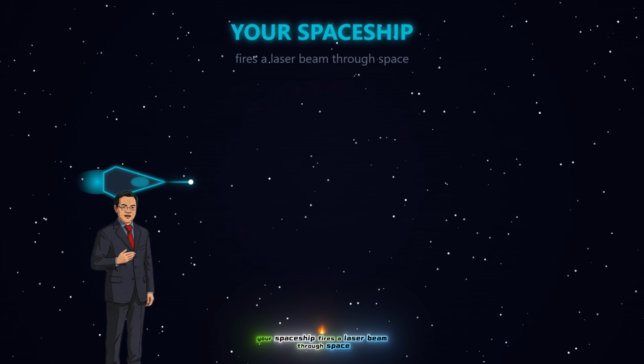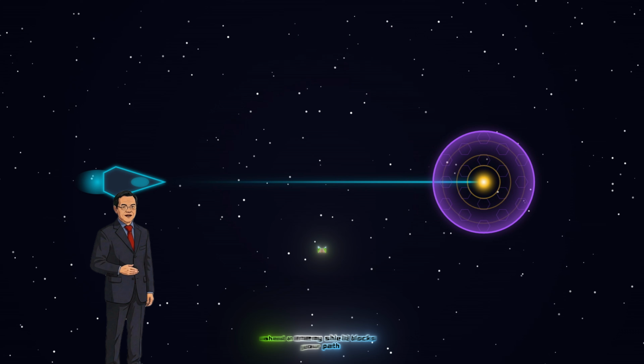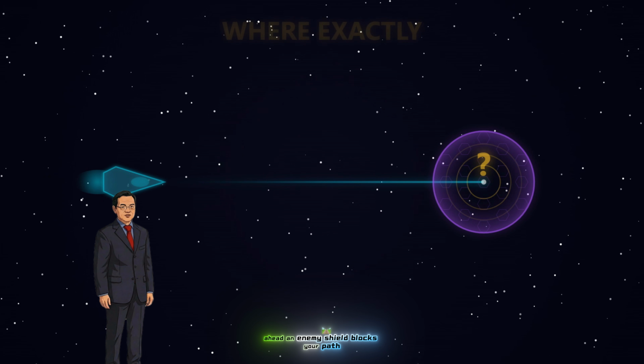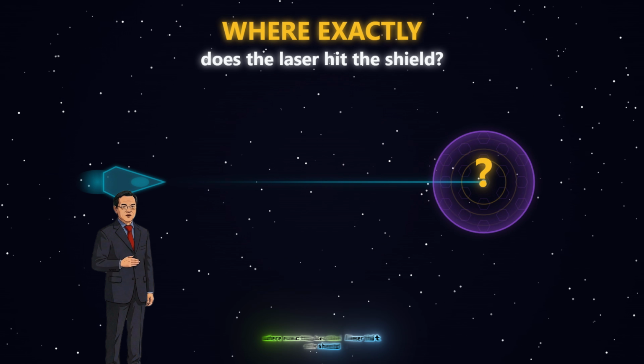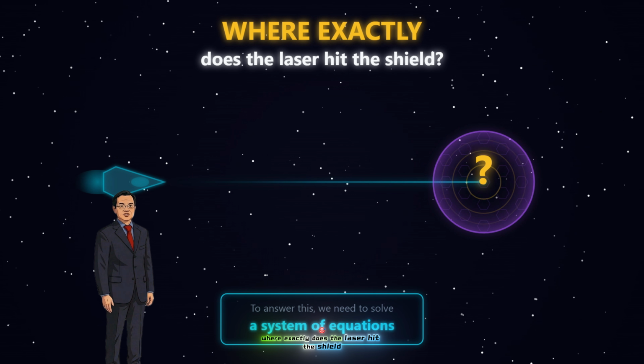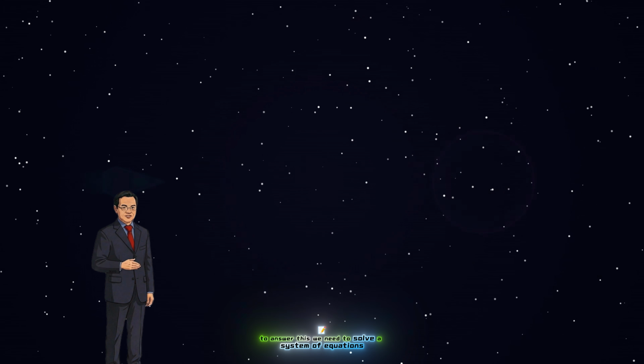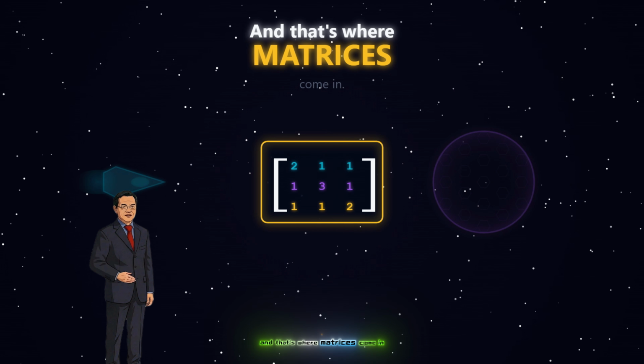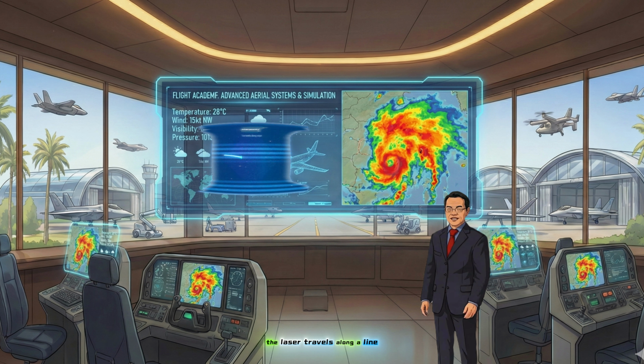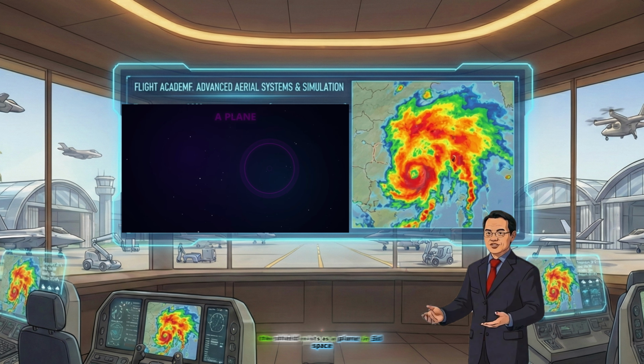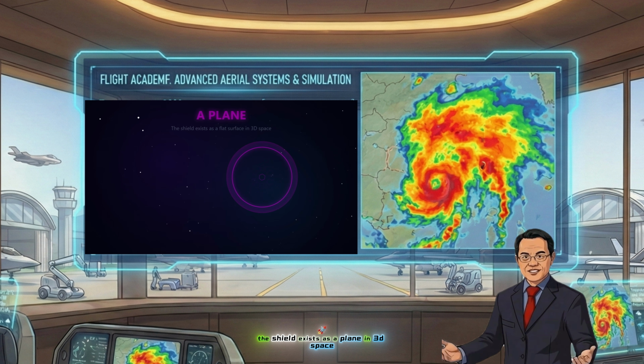Your spaceship fires a laser beam through space. Ahead, an enemy shield blocks your path. The question is, where exactly does the laser hit the shield? To answer this, we need to solve a system of equations, and that's where matrices come in. The laser travels along a line. The shield exists as a plane in 3D space.